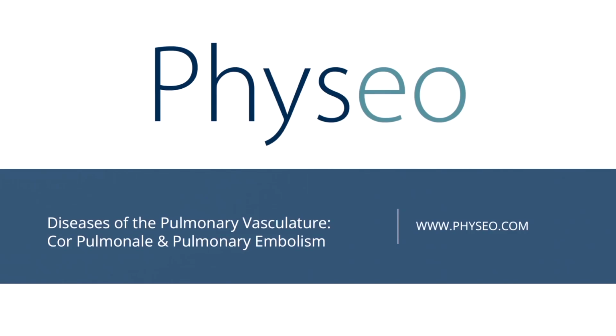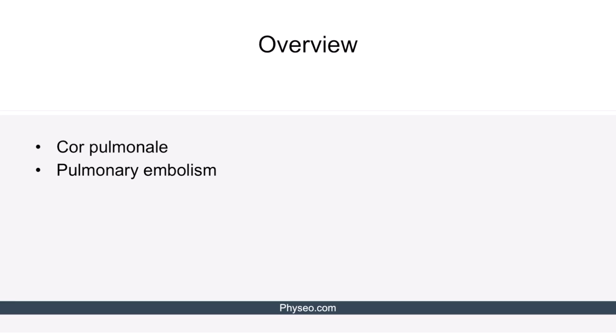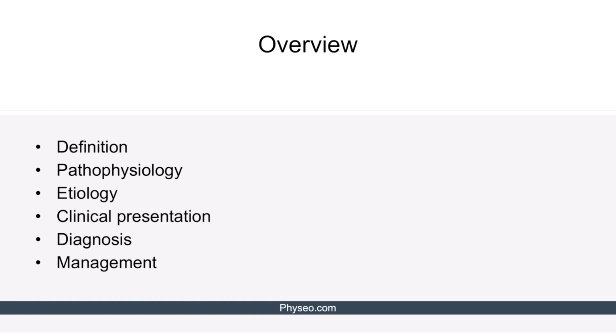Welcome to our video on diseases of the pulmonary vasculature. Let's begin. In this lecture, we'll talk about cor pulmonale and pulmonary embolism. Let's start with cor pulmonale. For cor pulmonale, we'll discuss definition, pathophysiology, etiology, clinical presentation, diagnosis, and management.